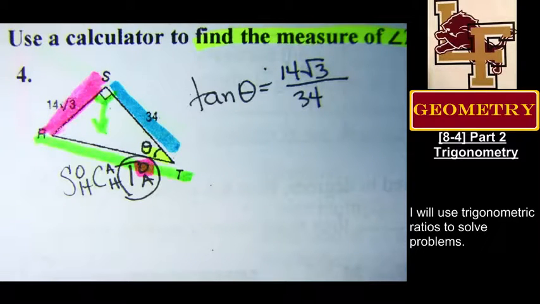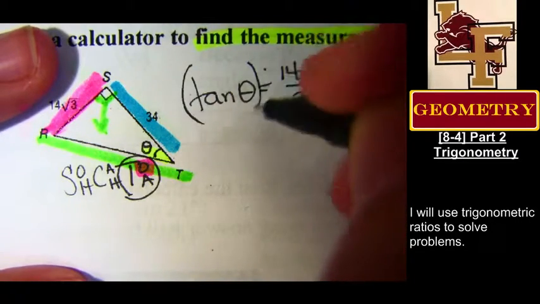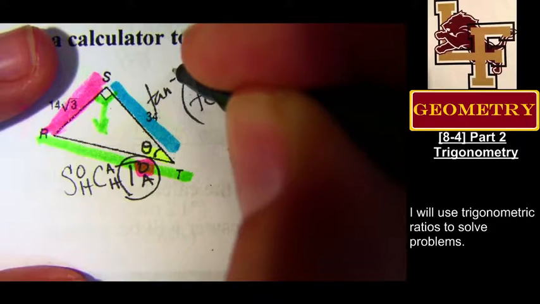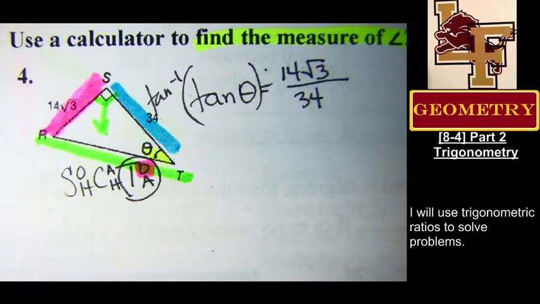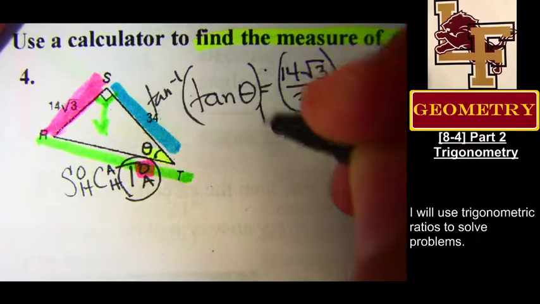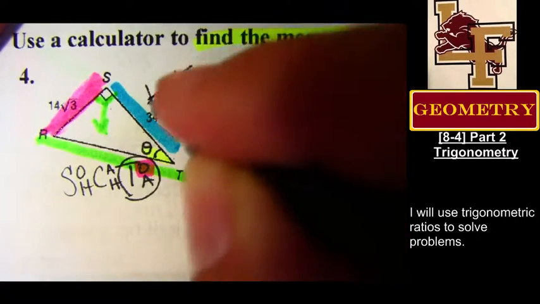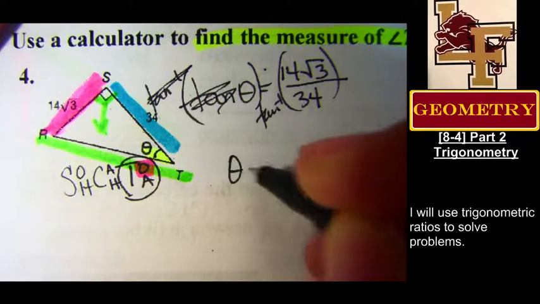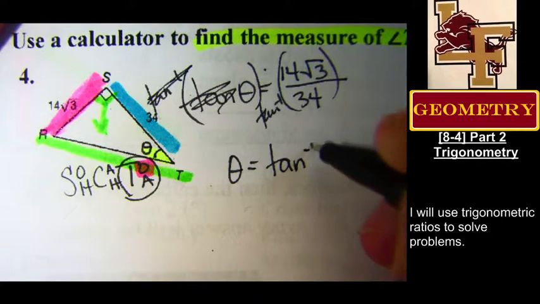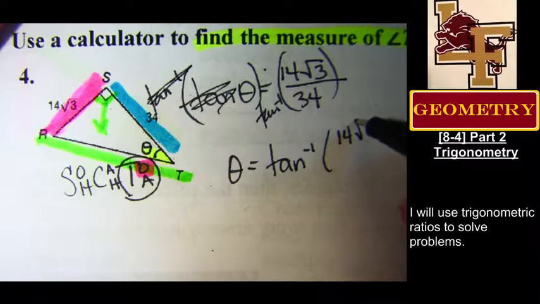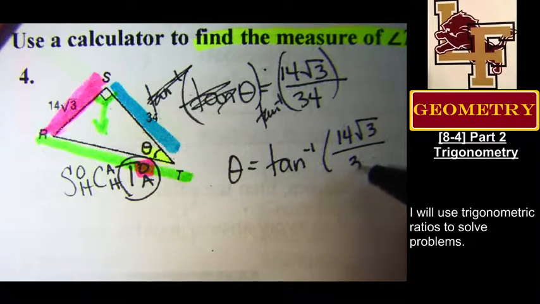Theta is my variable. I'm trying to get the variable by itself. Tangent's in the way. How do I undo tangent? With its inverse. What you do to one side, you have to do to the other. Tangent inverse and tangent cancel, leaving you with just the theta. And on the right hand side, we have tangent inverse of 14 square root of 3 over 34.